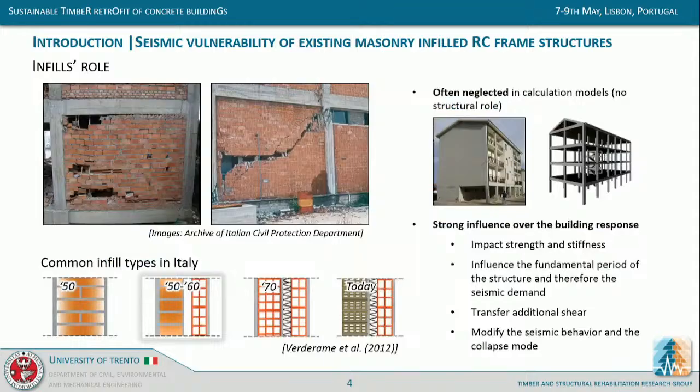And there's an aspect that oftentimes is neglected when assessing the performance of this type of buildings, which is the role of the infills, and that time and time again has proven to be central, as they have a very strong influence on the overall response in terms of strength and stiffness. They influence the period and thence the demand on the building. They also modify the failure mode, and they transfer additional shear to the column, which might prove fatal in some cases.